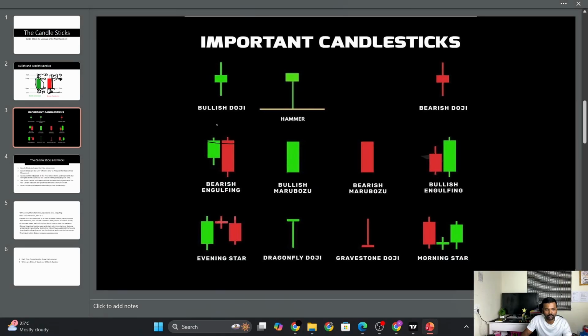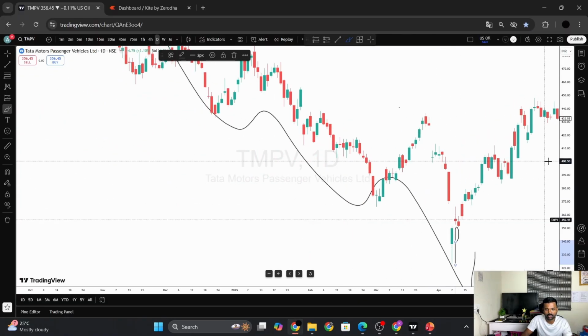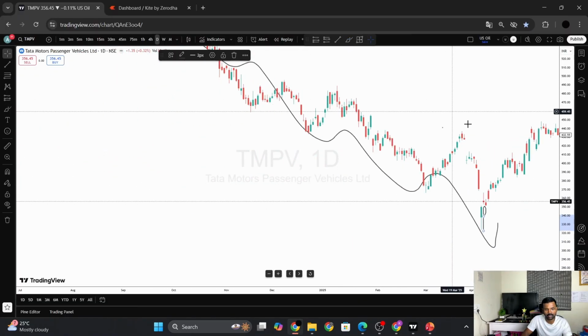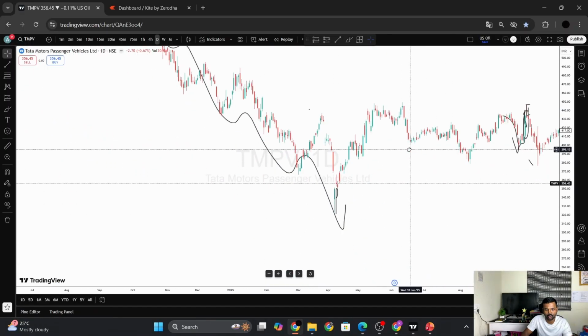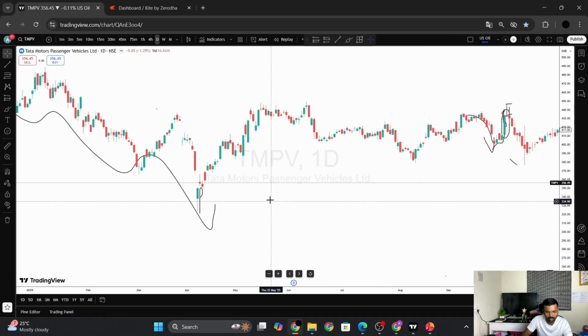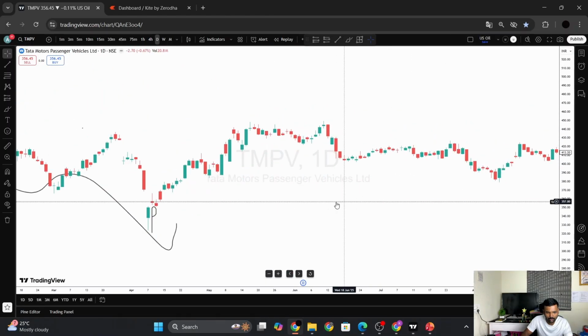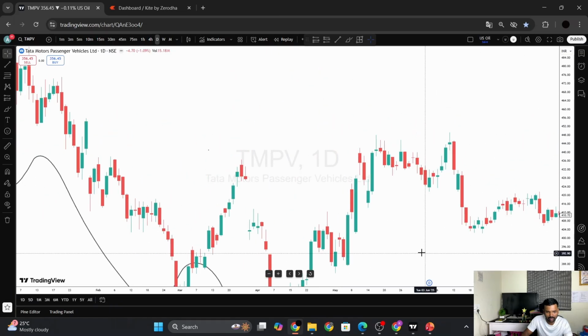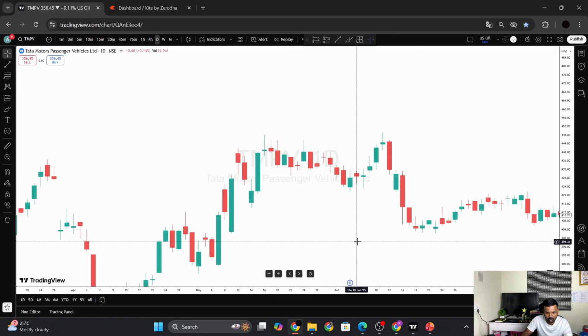And bearish marabozu, which is opposite to the bullish one, and bearish doji, which is opposite to the bullish doji. So this will form at the top, whenever the price goes up. Okay, so look at this one. It is there. So look at this one.